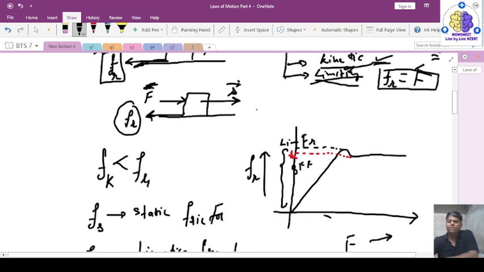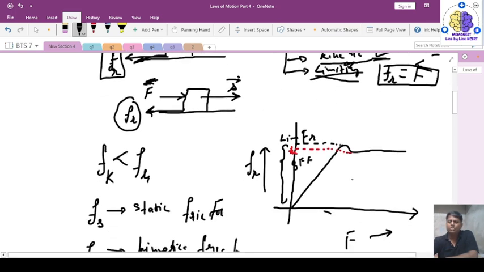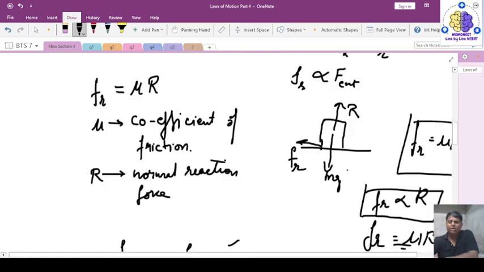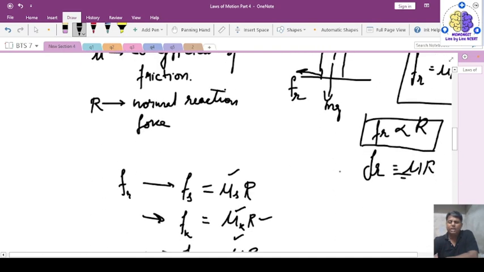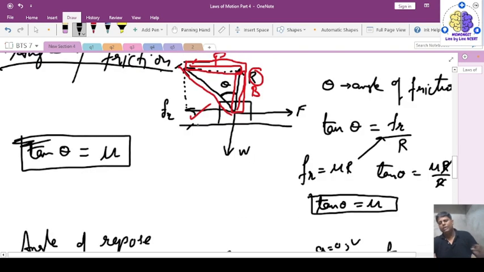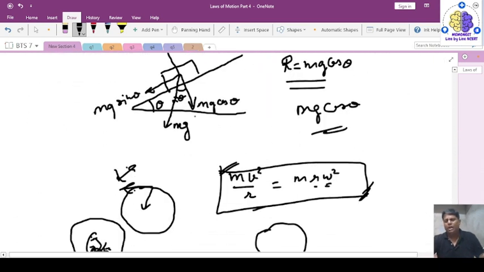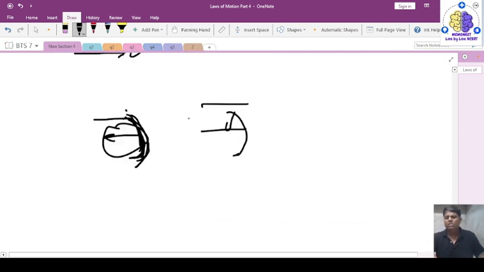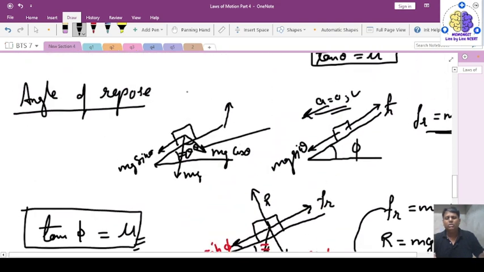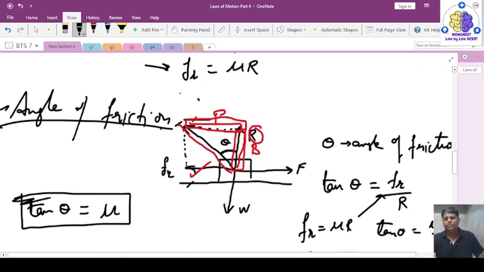This is the graph which represents the kinetic and static frictional force, right? Then we saw that the formula for frictional force is mu into R. Then we saw the angle of friction, then the angle of repose, then the numericals on it, and after that the banking of roads. So these are the concepts we have studied in this video.